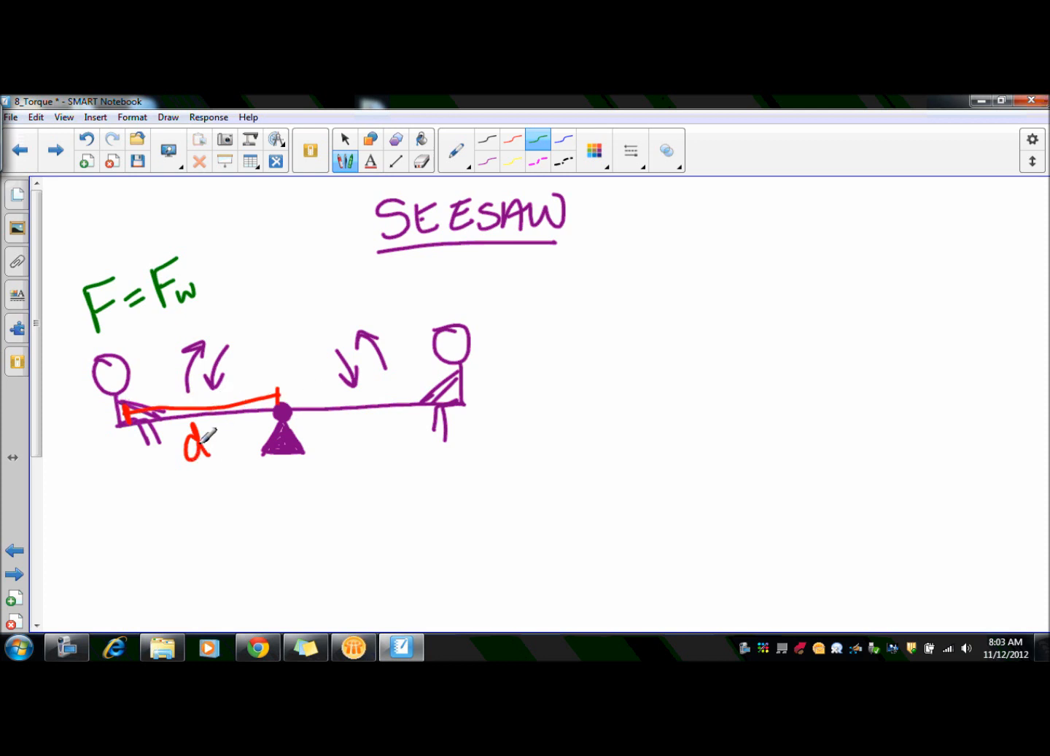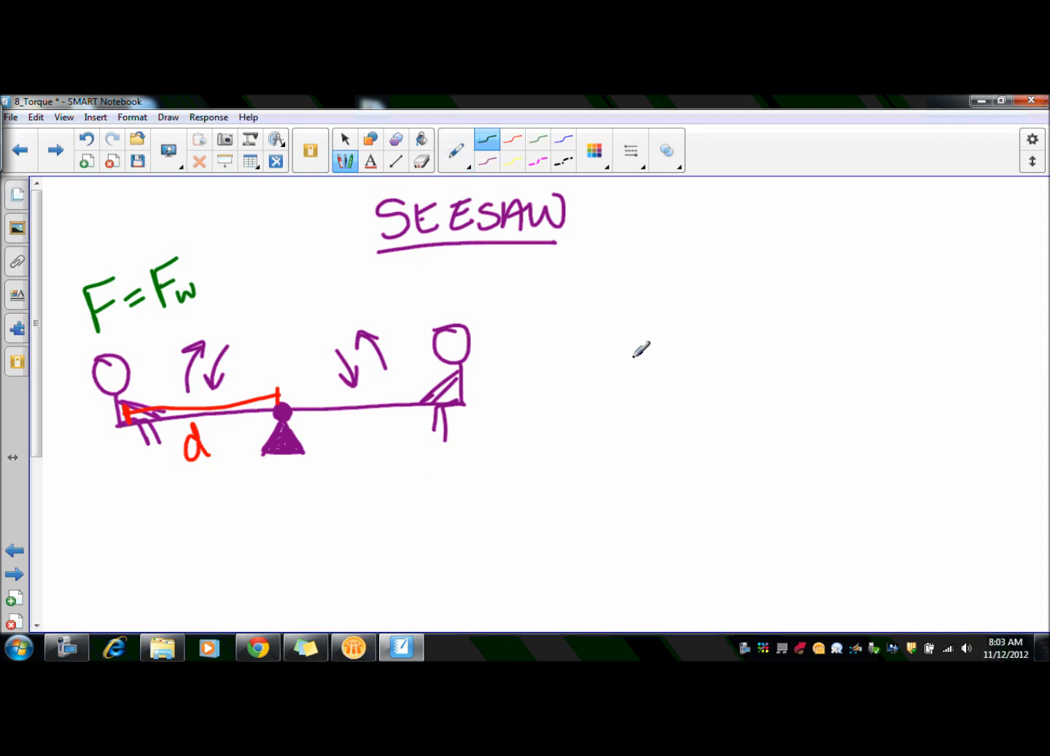So for example, let's say we have kids of equal weights and they're located equal distance. Well, then they'll have a really good time on the seesaw because we have an equal force, equal distance, equal force, equal distance. So everything is nice and equal. They'll just go up and down and up and down.